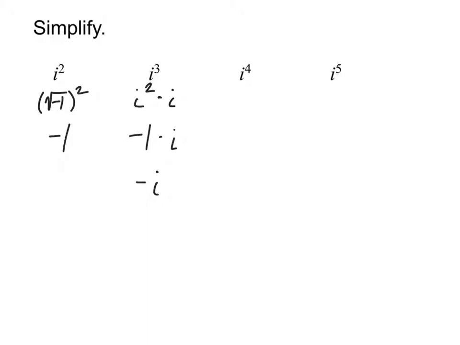Okay, so i to the 4th. How do you suppose we'd tackle i to the 4th? i to the 4th is just i squared times i squared.